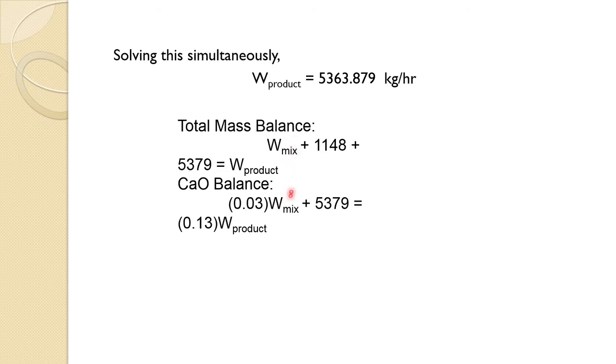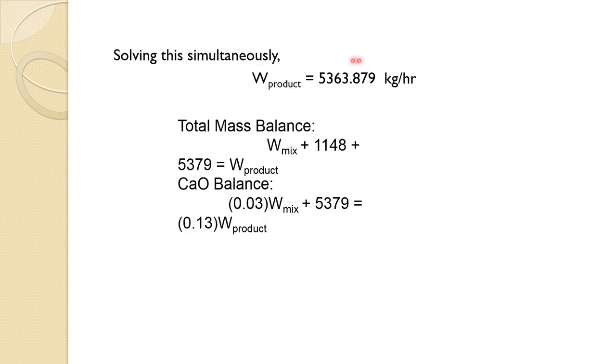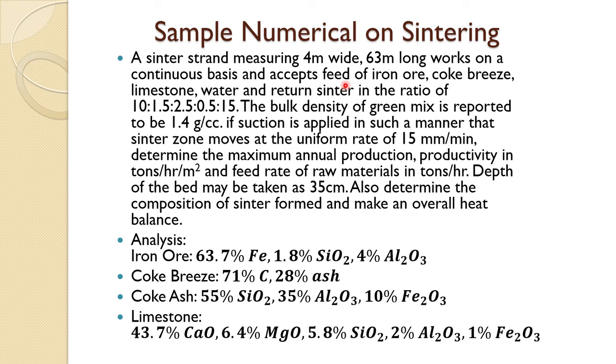So, this is the CaO balance, and this is the normal mass balance. So, two equations, two variables, if we solve it, we get the product which would be 5363 kg per hour. So, this is the production rate of the plant. So, 5363 kg per hour sinter we will get.